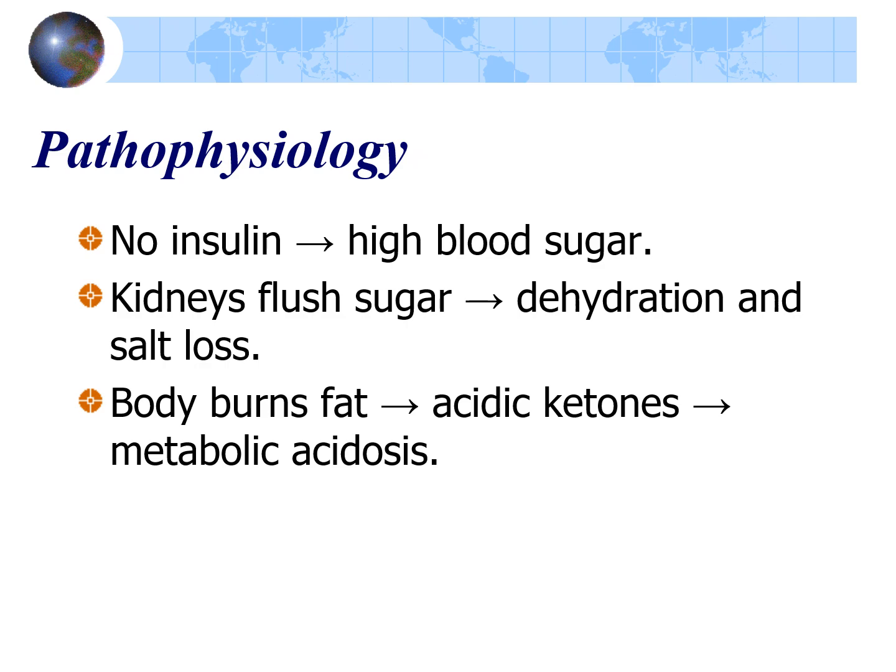Now, because the cells are starved of sugar, the body breaks down fat for energy. This creates substances called ketone bodies, which are acidic. When these acids build up, the blood becomes too acidic, a state called metabolic acidosis.